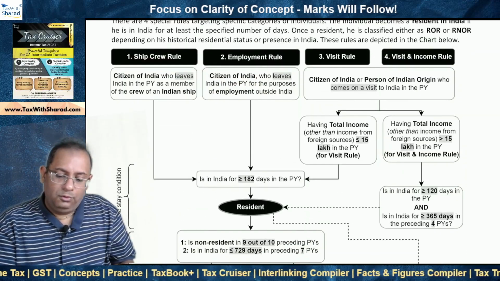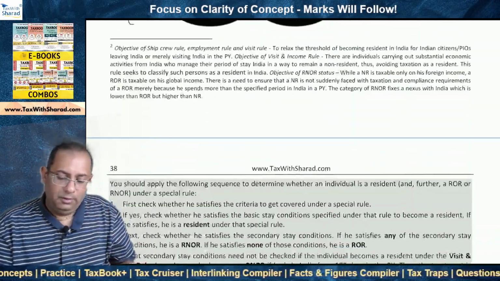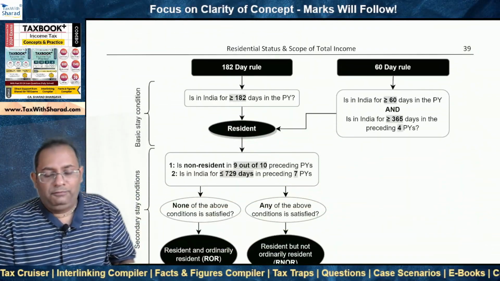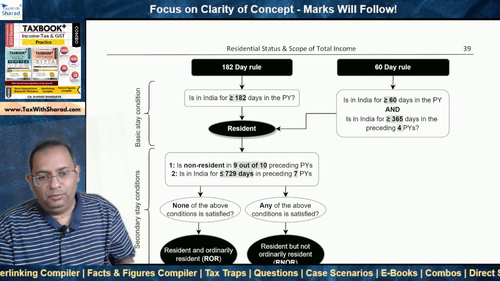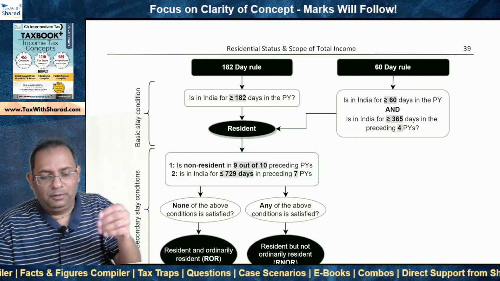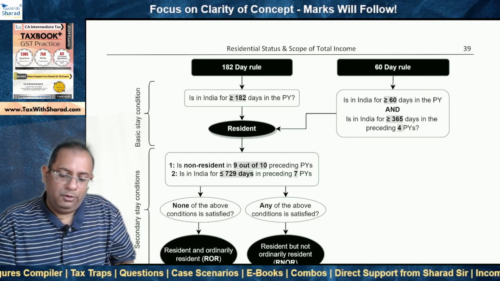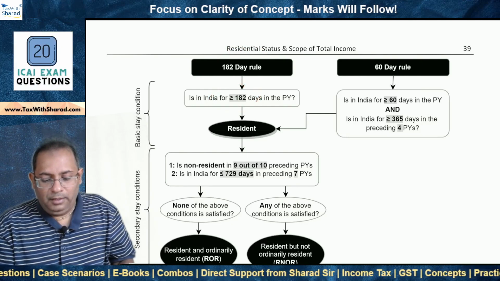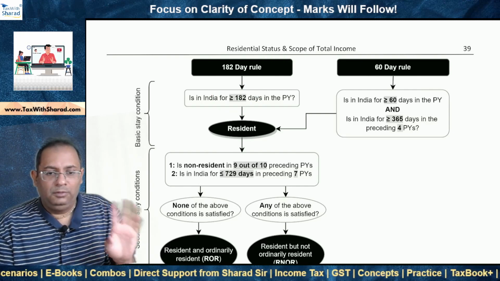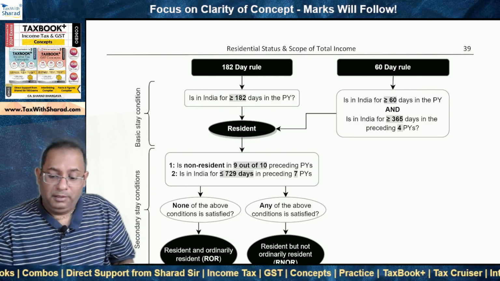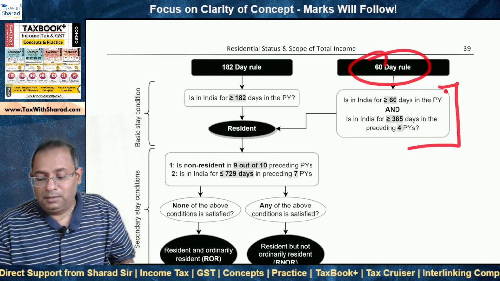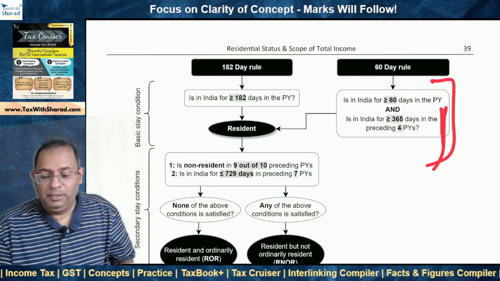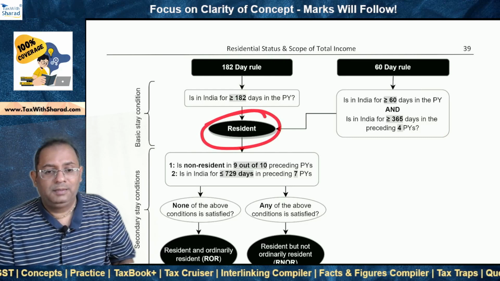Now, if the employment rule was not there, what would you have done? You would have moved to the general rule. Say the person has gone to the US and was therefore in India only for 100 days in the previous year. So what will you do? You will come to the 182-day rule and check that the person is not there for 182 days or more. Because the person is there for only 100 days, you will say the person is not a resident. But then you will check the 60-day rule and you will see that this condition is met, because he is there for 100 days and he has been in India throughout. So you will say that this person is a resident.